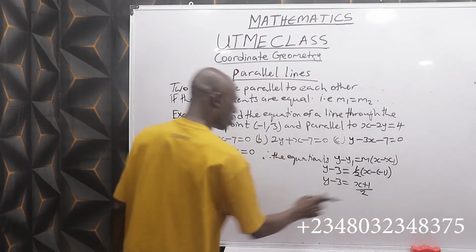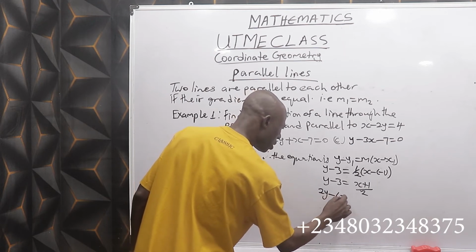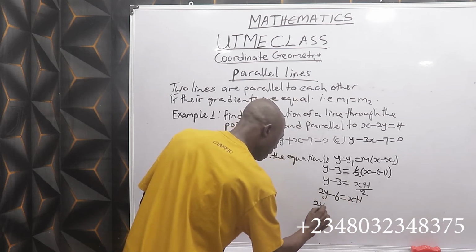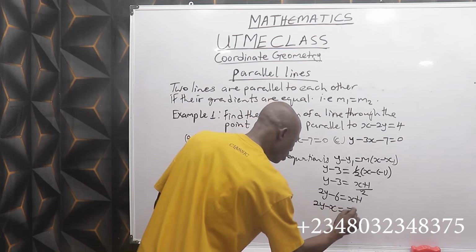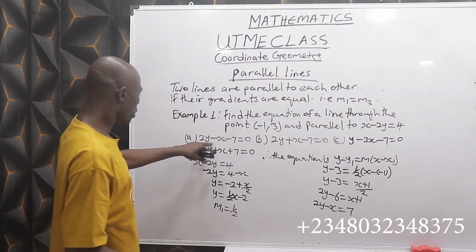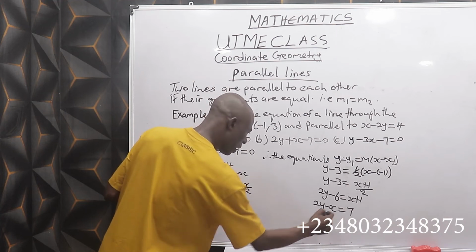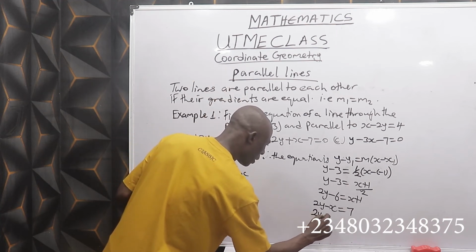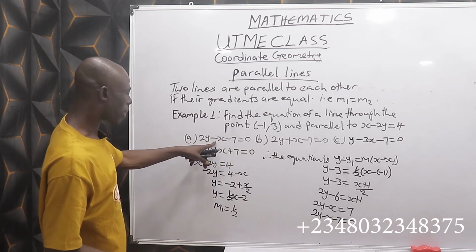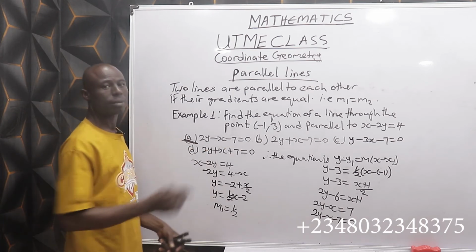Clearing the fraction, 2 times y is 2y minus 6 equals x plus 1. So we have 2y minus x equals 7. And that tallies with option, which option there? It is option A. Because if we bring the positive 7 in, it will be 2y negative x negative 7 equals 0. Option A is the correct answer.